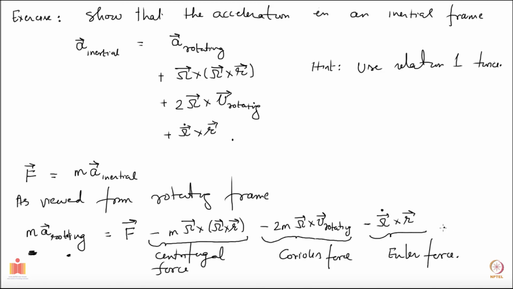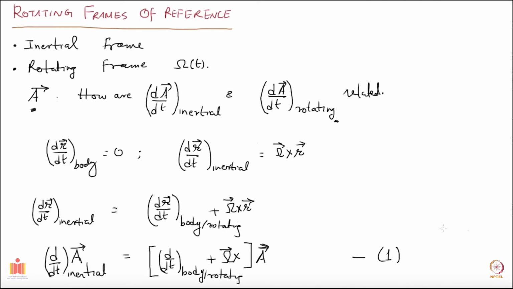Okay, so that's one exercise. I think this is fine. Okay, very good. Now what I want to do next is use this relation 1 which we have derived to write down equations of motion for omega, which are called Euler equations of motion.